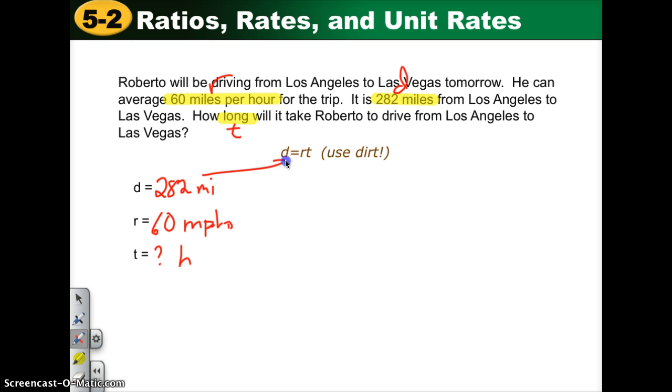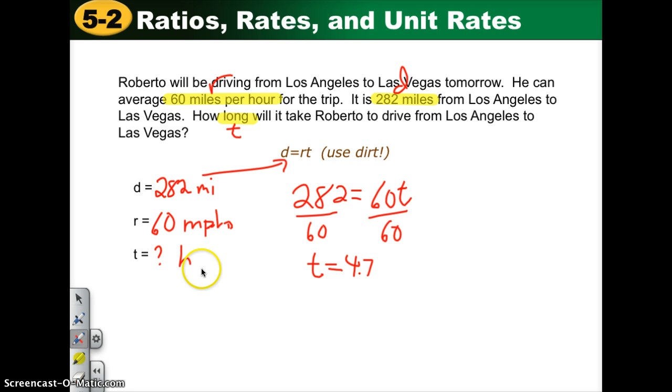So we plug these in appropriately. D is 282 equals R is 60 times T. We have to use our algebra steps that we spent so much time on to get T by itself. They are multiplied together, so we divide by 60. 282 divided by 60 equals 4.7. And we're not asked to convert that, so our time would be 4.7 hours.